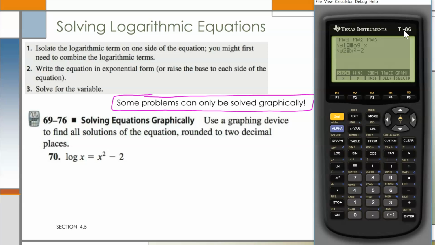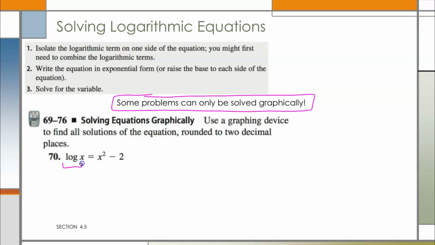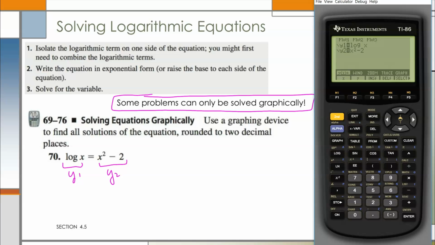Okay, in y1 we're going to plug in the log of x. Into y2 we're going to plug in x squared minus 2, and that's what I did already in the calculator. I'm going to go with a zoom standard. So we're going to do a second zoom and standard. That's our negative 10 to 10. There's our log graph and there's our x squared minus 2 graph.